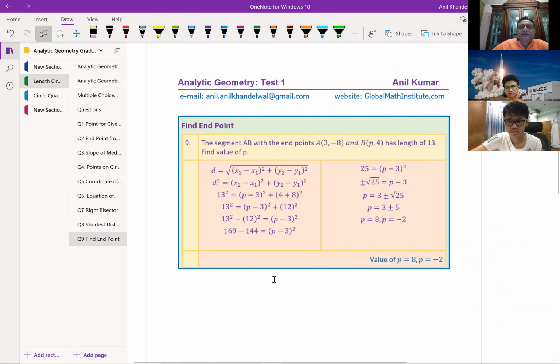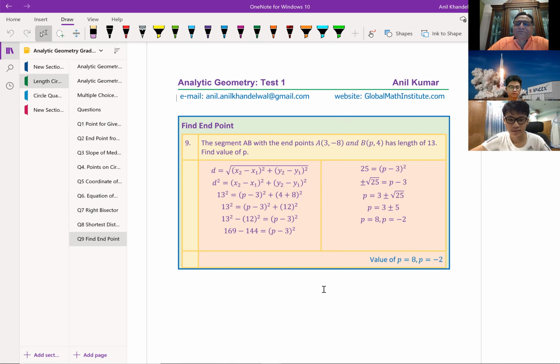Now here is the last example of the day, which is very simple. And now with all the learnings, I'd like you, Francis, to read this question and then also answer. Sure. The segment AB with endpoint vertex A at 3 comma negative 8 and vertex B at P comma 4 has a total length of 13. Find the value of P.